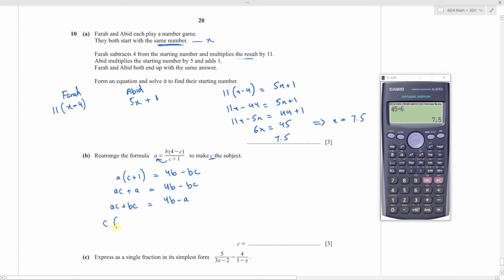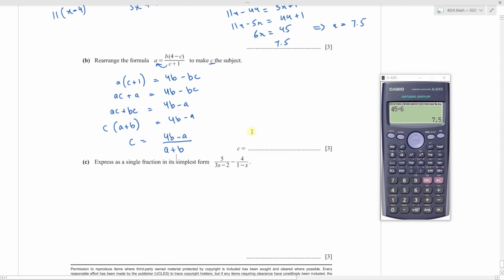Take C common, A plus B equals 4B minus A, and C equals, take this A plus B to the other side, it will be divided. So it will come down in the denominator A plus B. So your final answer is C equals 4B minus A divided by A plus B.